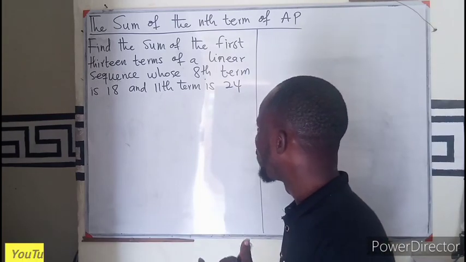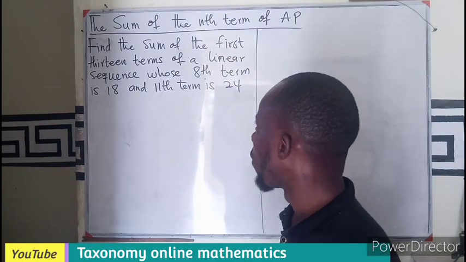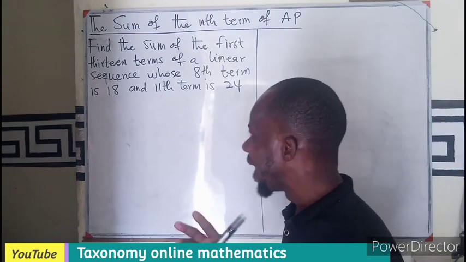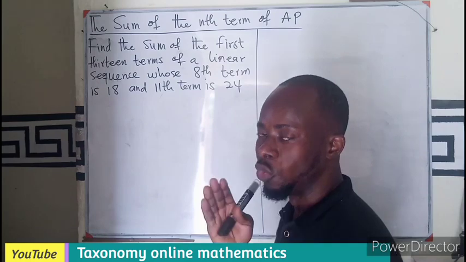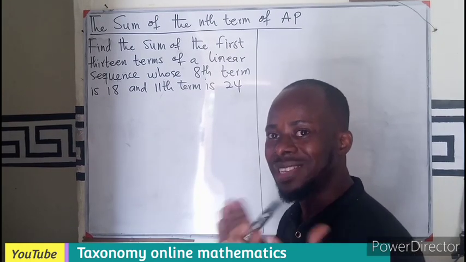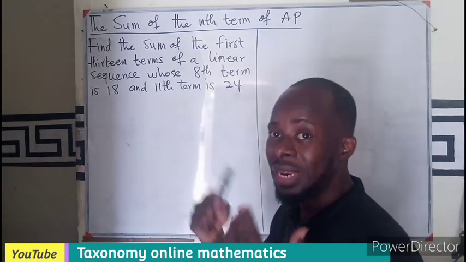We have to find the sum of the first 13 terms of a linear sequence whose 8th term is 18 and that of the 11th term is 24. So let's look at the question. The question says find the sum of the 13th term, meaning the nth term.